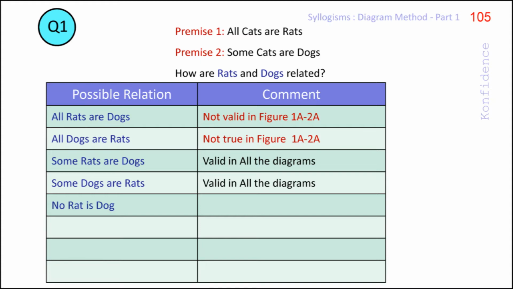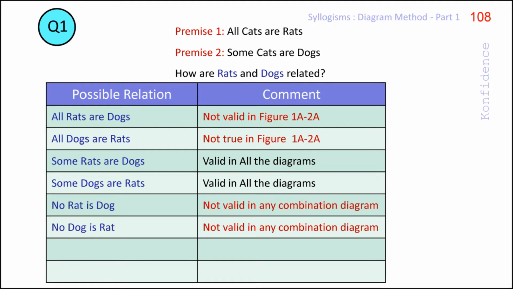Take the relations no rat is a dog and no dog is a rat. We see that those will not be valid in any of the diagrams because in no rat is a dog and no dog is a rat, the sets rats and dogs should be disjoint. That is, they should not be touching each other because in no rat is a dog or no dog is a rat, they will not have any common element between them.